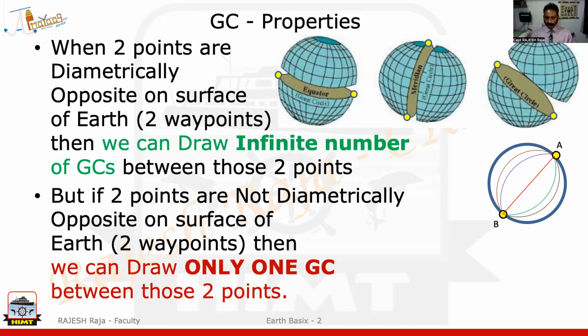Now, there's a second property. If these two points, alpha and bravo, are not diametrically opposite on the surface of the Earth, then let us say I'm going to give you two waypoints, alpha and bravo. You see, they are not diametrically opposite. Then the property of the Earth or the sphere is I can draw only one GC passing through these two waypoints. Okay, this is important, the property of GC.